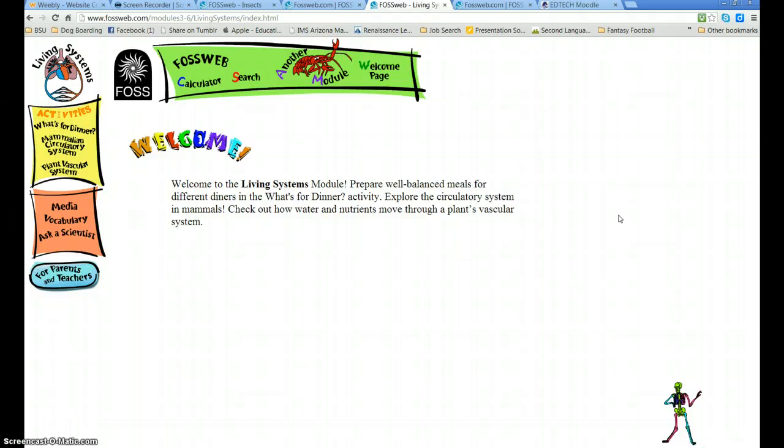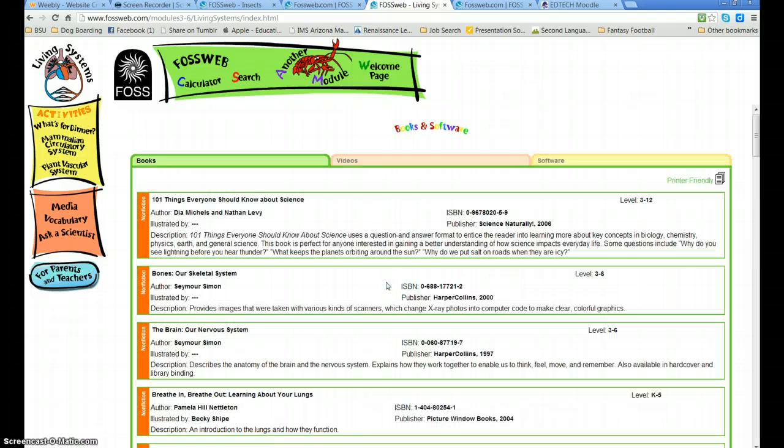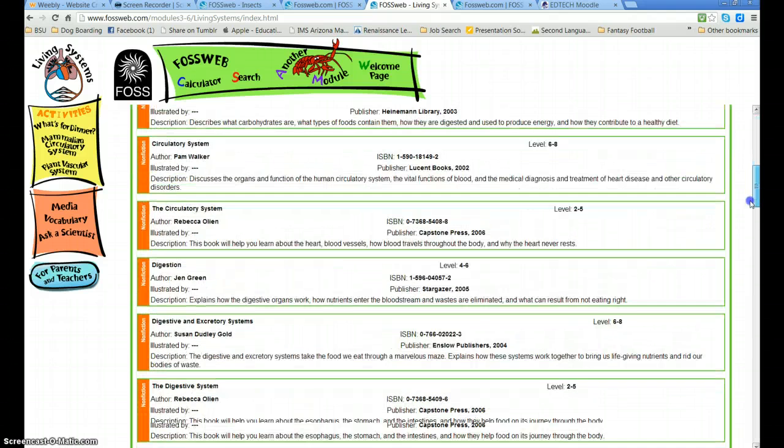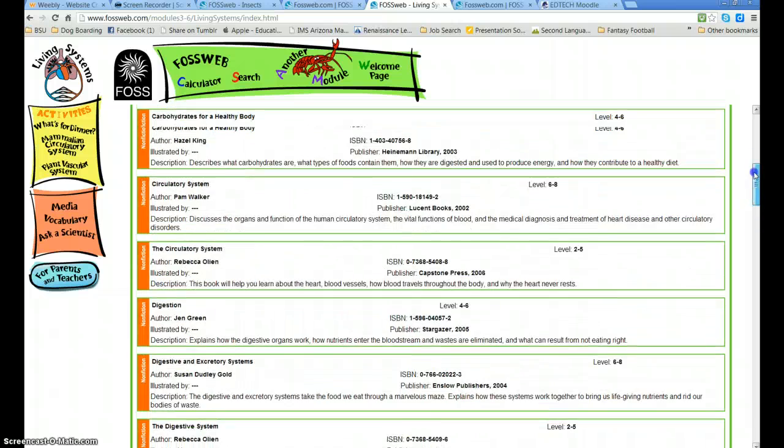So for Fossweb, for all these modules, I did think that they were really easy to use with my mouse. I'm not sure what they would be like on a laptop or if they're even capable on an iPad, but I did use my mouse. And I did like how in the grades 3 through 6, the simulations all included library books to choose from and for further research.